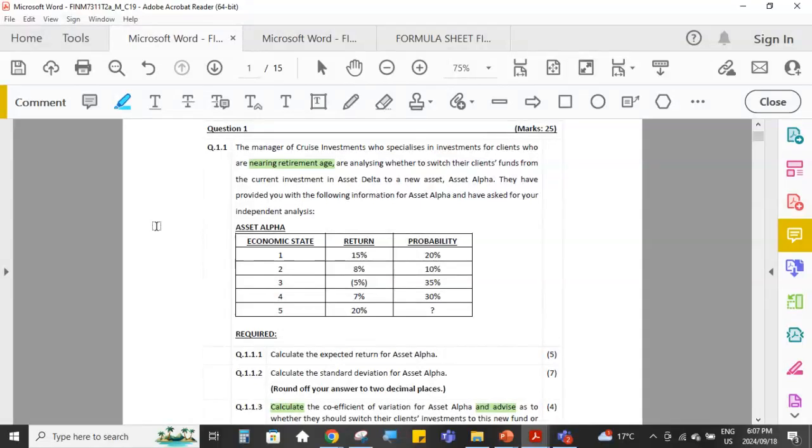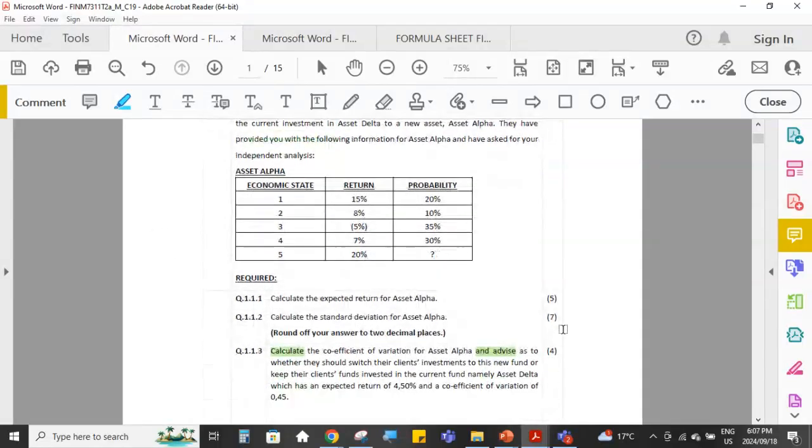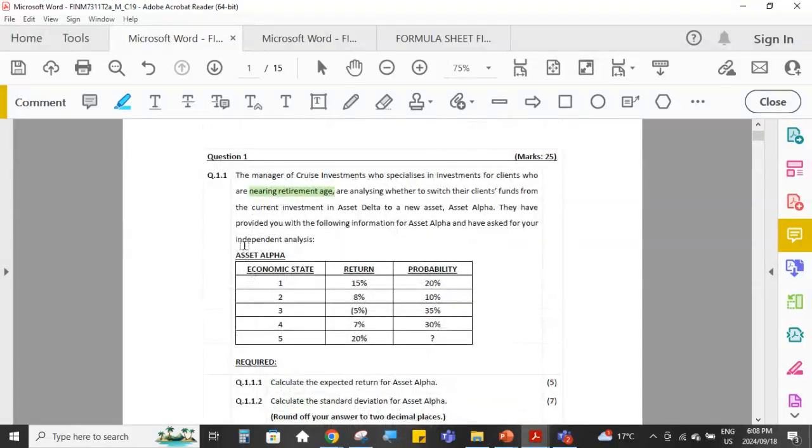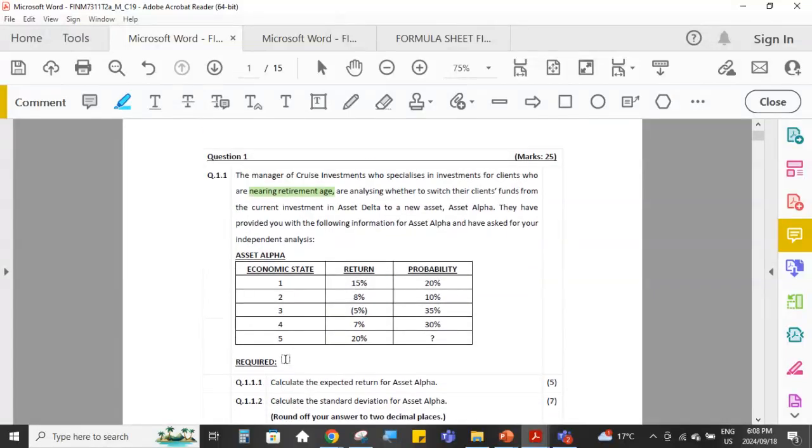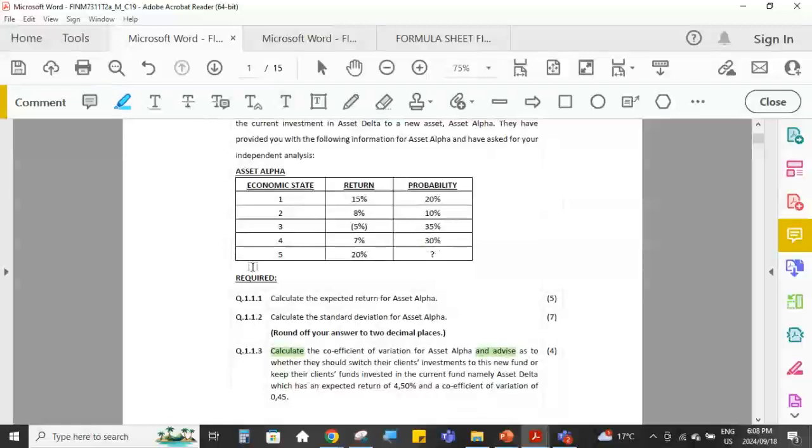Okay, so our first question. If we go and have a look at the required, this is one thing that I always tell you when you're doing an assessment of any kind: always read the required first before you read the main question. That helps you to direct your thinking, and you know what you're looking for in the information, instead of reading all the information, then reading the required and going back. Remember, you're always looking to save time.